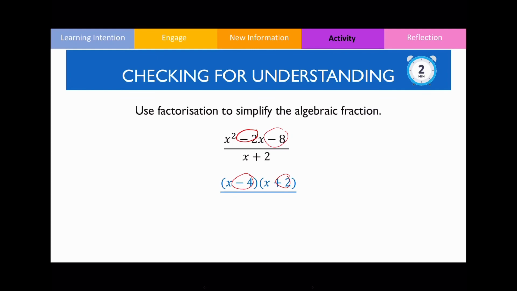I'm also going to see if I can factorize the denominator. In this case, I can't. There's no common factor, so I'm going to write x plus 2 over here. And once I've done this, I can then cancel out x plus 2, and therefore my final answer is going to be x minus 4.